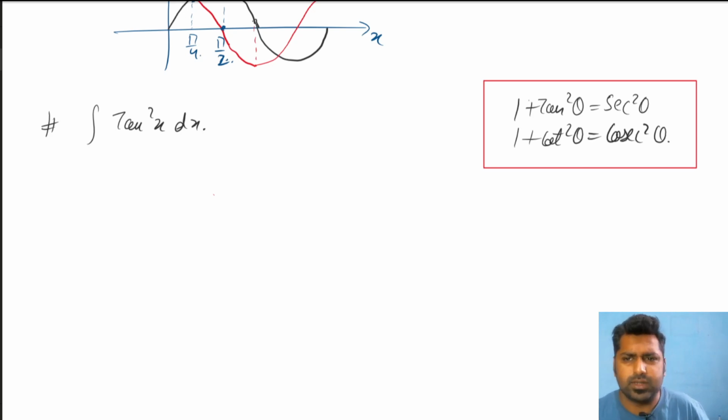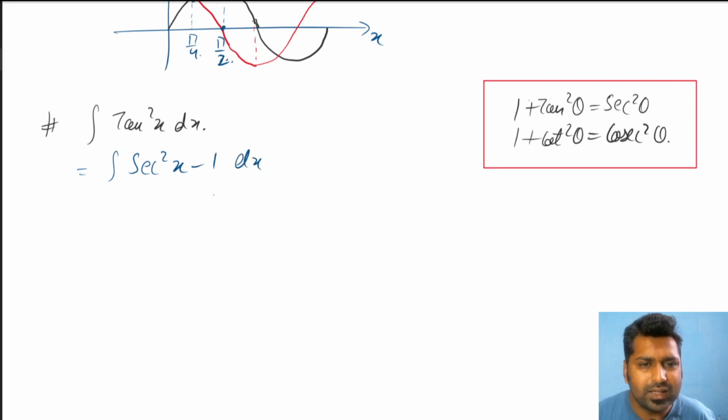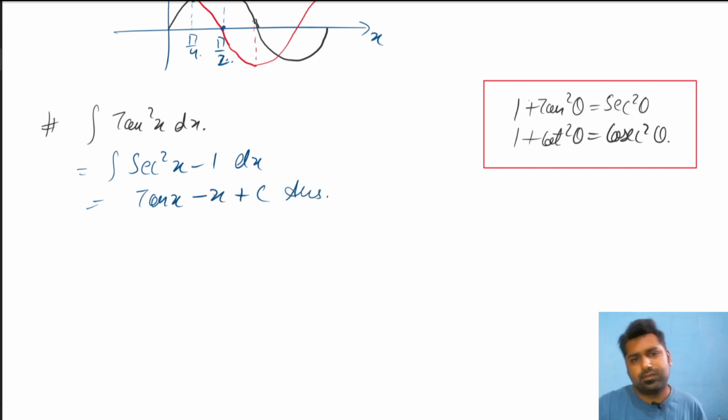So generate sec square. So sec square can be generated from like tan square. I can rewrite this as tan square is sec square minus 1. So use this property. Try to generate sec square out of it. So if we generate sec square, this becomes sec square x minus 1. And now we can integrate. Sec square integration is tan x. 1 integration is x plus c.